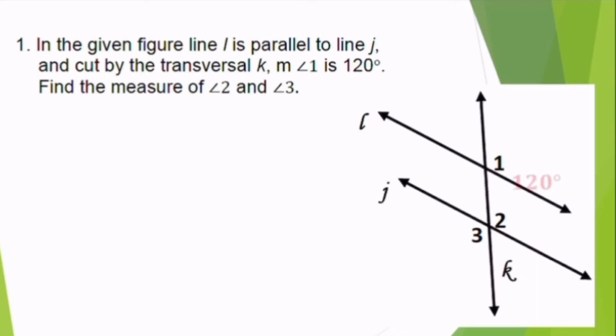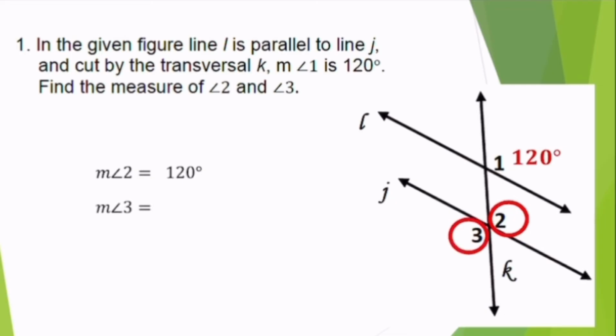Again, the degree measure of angle 1 is 120 degrees. So to find the degree measure of angle 2, by the corresponding angle postulate, it is also equal to 120 degrees. Next, to find the degree measure of angle 3, by the alternate exterior angle theorem, that is also 120 degrees. I hope you understand our first example. Next example.